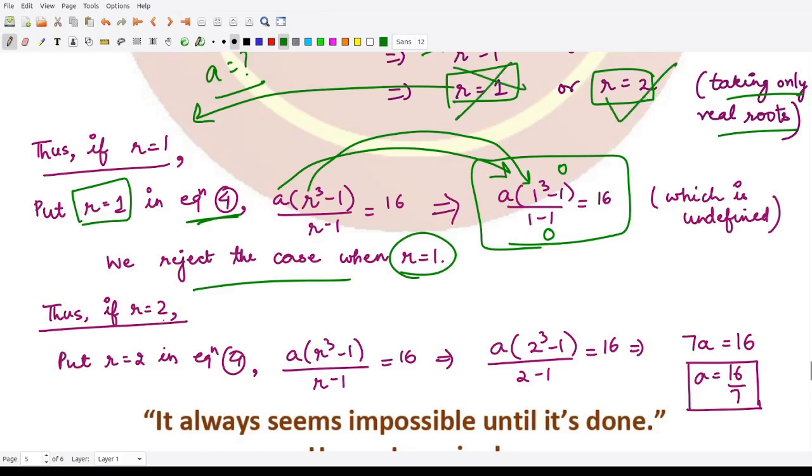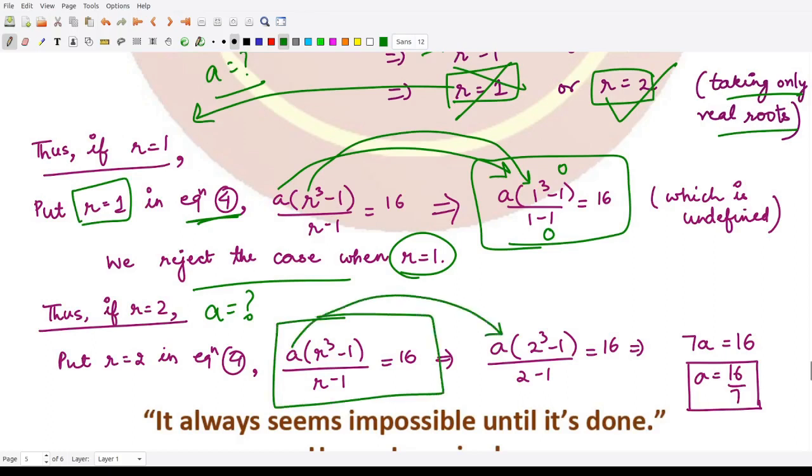So when r is equal to 2, in order to calculate what is our a, we will again substitute the value in our equation number 4. So this was our equation 4. Here we have to calculate the value of a. We will substitute the value of r as 2, right? So that this becomes 8. 8 minus 1 is 7. 7a, right? 2 minus 1 is 1. Right, so you have 7a is equal to 16. That means the value of a comes out to be 16 divided by 7.